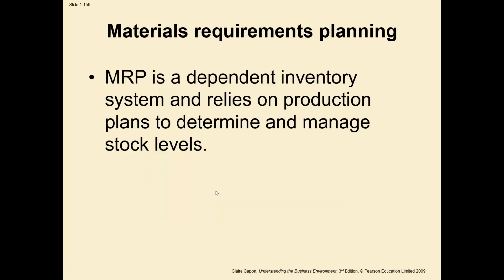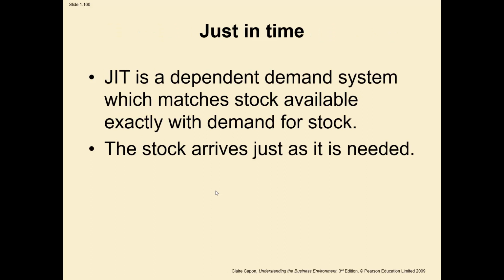Okay. In dealing with this, we're looking at material requirements planning, and this is a dependent inventory system that relies on production plans to determine management of stock levels. One of the main issues in doing that is what's called a just-in-time or JIT system, and it's a dependent demand system, which means the storage of goods and services is simply dependent on how people actually behave. The stock arrives literally just as it is needed for the next step of production.